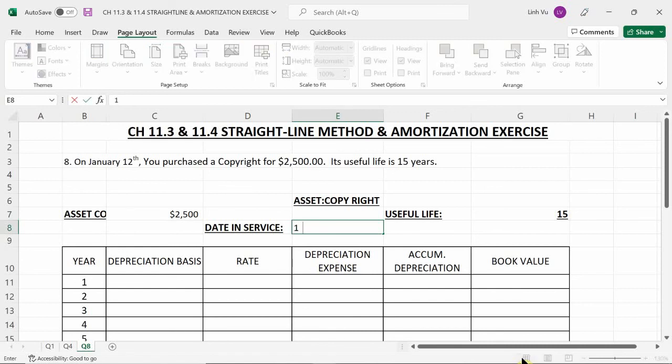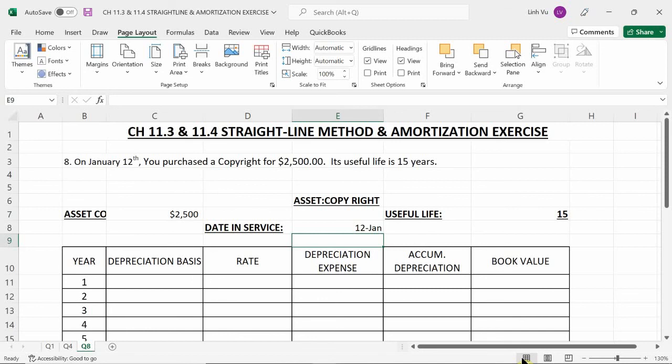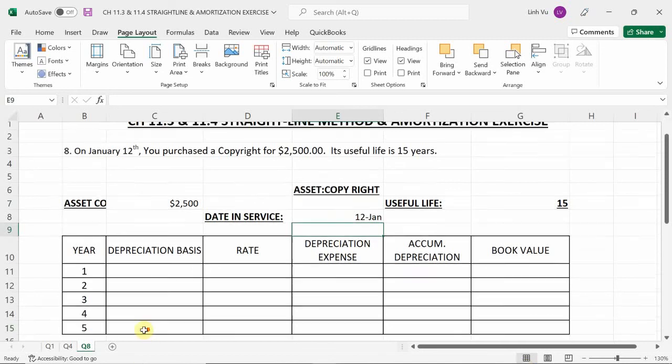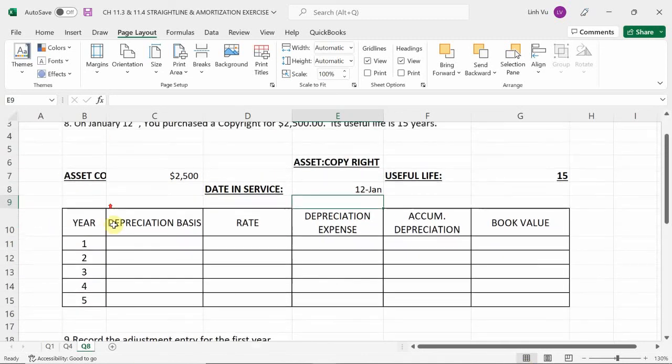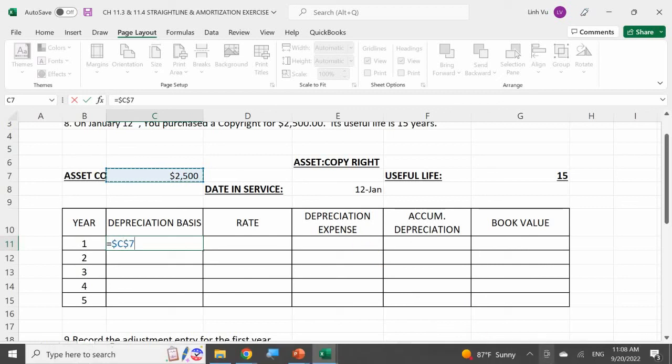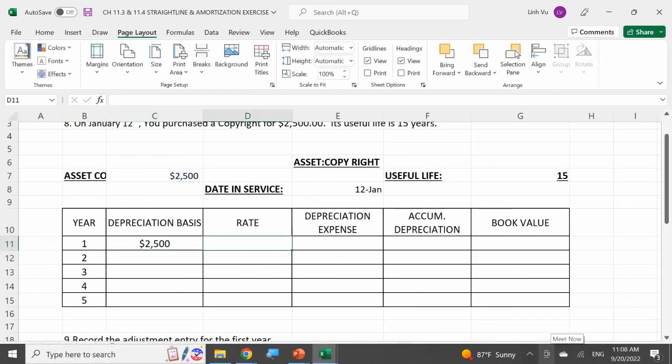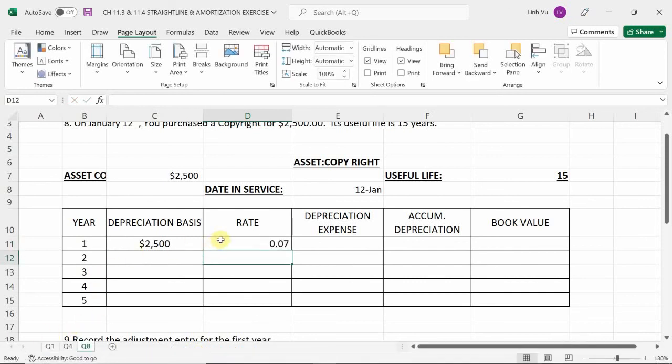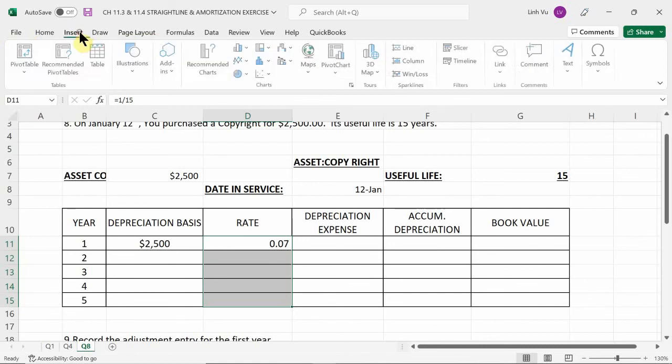And when did I place into service? January 12th. So what does that tell me? When do I start amortizing it? In January. You start doing it in January. So in this case, I'm doing it at the end of every year. So what is my amortization basis? 2,500. It's just the asset cost. Good. Okay. What's my rate going to be? I got 0.066666. Good, right? Because if you're going to calculate this on a calculator, you need to have 6 decimal places, at least.